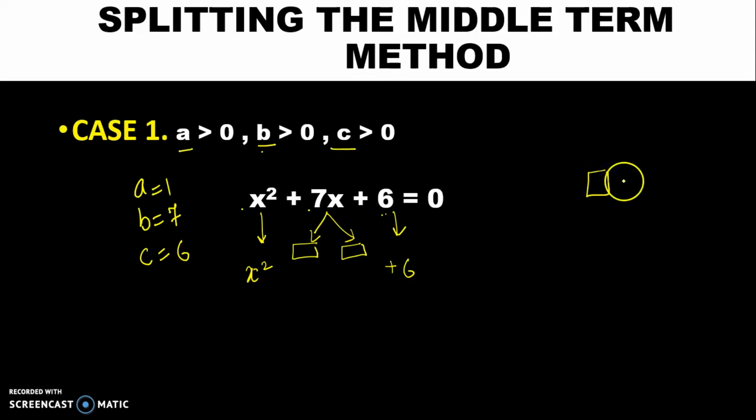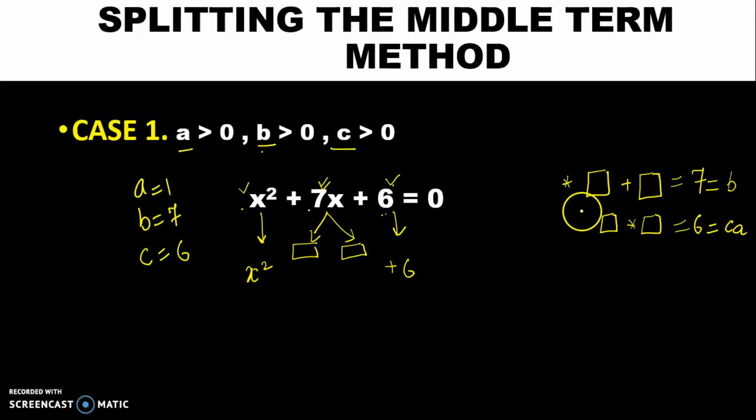These two numbers will be such that their sum will be equal to the coefficient of x. What is the coefficient of x here? 7. And we write the coefficient of x by variable b in general form. This is the first condition. There is another condition, that the product of these two numbers must be equal to the product of the constant term and the coefficient of x². Here the product of the constant term and the coefficient of x² is 6, so we can write it as c multiplied by a. These two conditions are so important here.